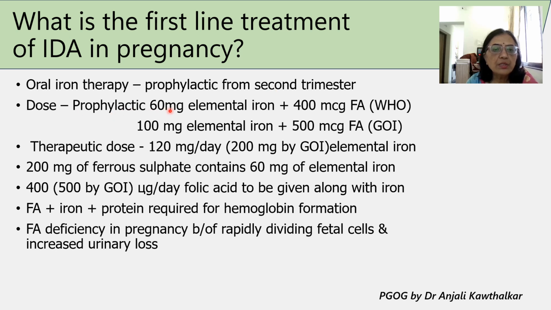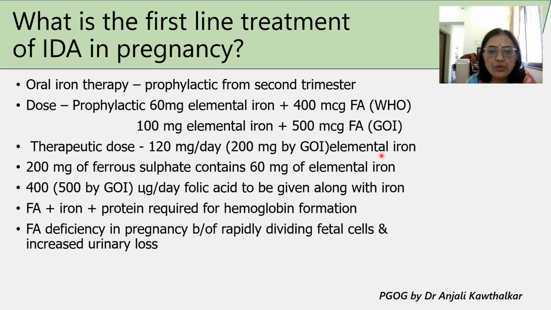Prophylactic dose is 60 milligram elemental iron and 400 microgram of folic acid by WHO, whereas Government of India slightly increases the recommended dose, 100 milligram elemental iron and 500 microgram of folic acid. Therapeutic dose is double of the prophylactic dose. Instead of giving 1 tablet per day, therapeutically we have to give 1 tablet twice a day or 2 tablets per day, 120 milligram per day or 200 milligram per day by Government of India of elemental iron.